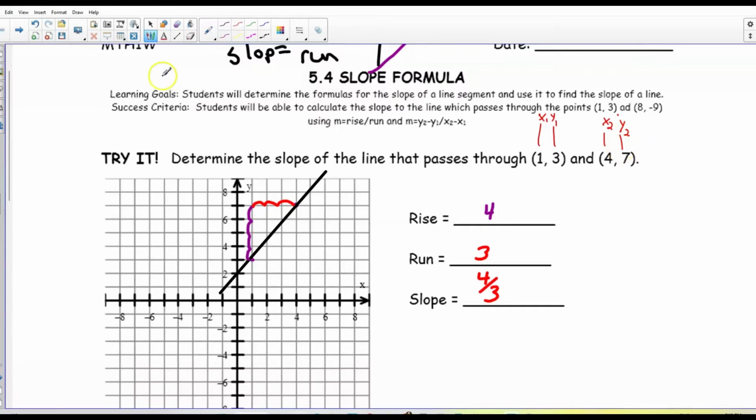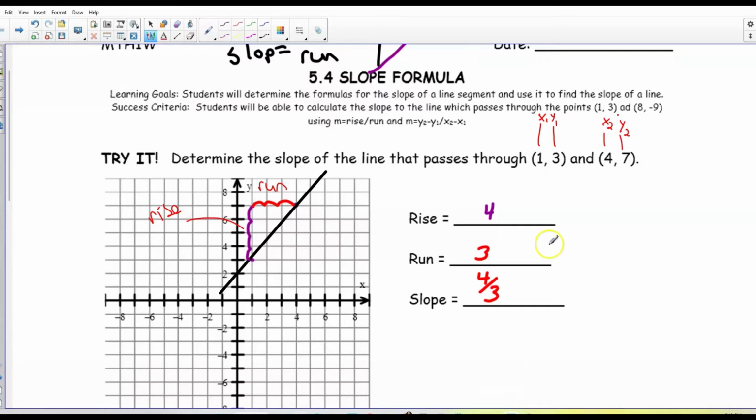If I go back over here, this was my rise, and this was my run. Now, I'm not sure if I could have done it on a different point. Maybe I could have done this point and another point over here. I'm not sure exactly how my line works out, but it doesn't have to be just these 2 points. It's any 2 points on a line. We should get the same slope.